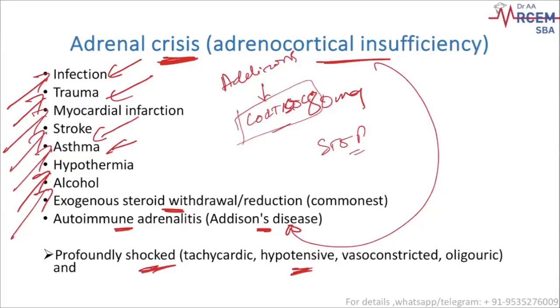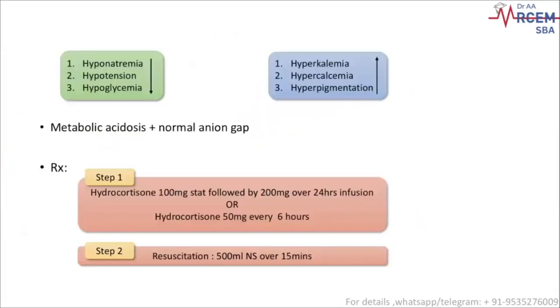So he comes and presents with profound weakness, severe hypotension, reflex tachycardia, reflex vasoconstriction, and renal failure, which are very common things they usually present with.